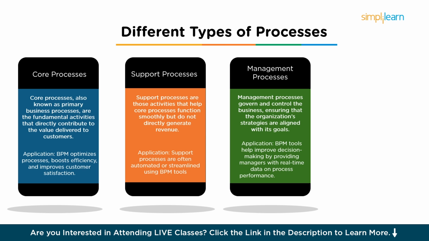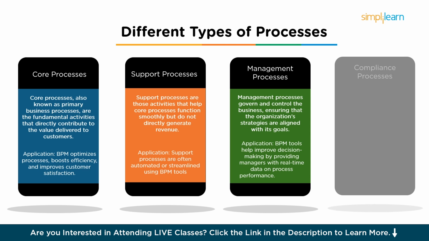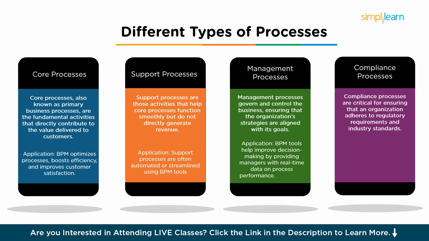BPM tools help improve decision-making by providing managers with real-time data on process performance. For example, a company might use BPM to monitor its sales pipeline and identify where improvements are needed to meet revenue targets.